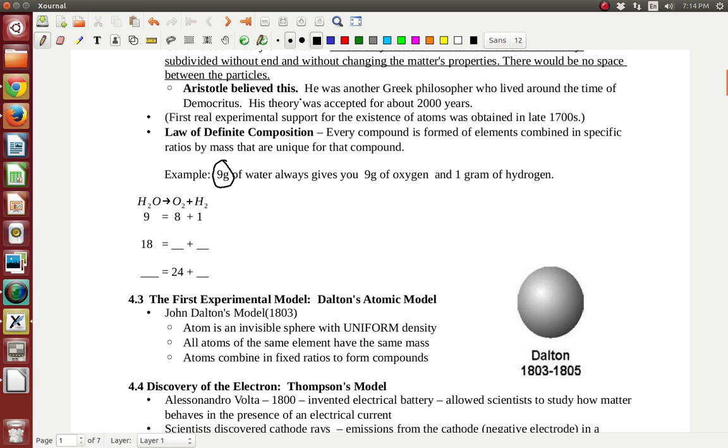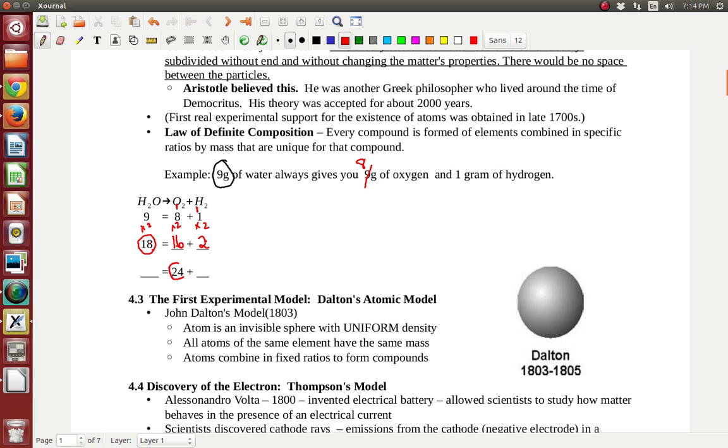If you have 9 grams of water, it usually gives you 9 grams of oxygen and 1 gram of hydrogen. That doesn't make any sense. 9 grams of water gives you 8 grams of oxygen and 1 gram of hydrogen. That must be a problem in my notes. So this is the ratio, an 8-to-1 ratio, 8 grams of oxygen to 1 gram of hydrogen. That always stays true, 8-to-1. So if I have 18 grams of water, that means 9 times 2 gave me 18, I should have twice as much oxygen, or 16 grams of oxygen, and twice as much hydrogen, or 2 grams of hydrogen. Notice 16 plus 2 equals 18.